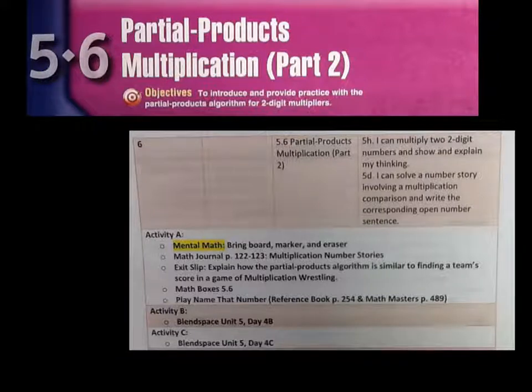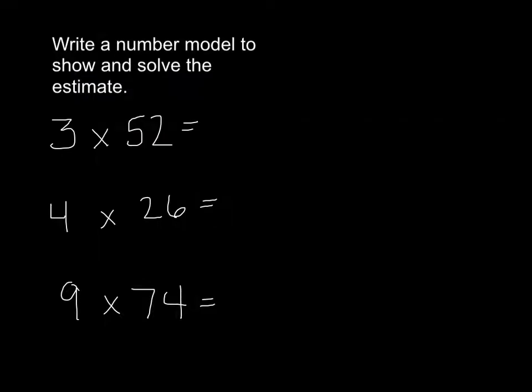Good morning, mathematicians. Today we're on lesson 5.6, which is day 2 of the partial products multiplication. Today's lesson is a little bit different than yesterday because we're extending to 2-digit multipliers. So this is the learning journey portion we're going to be going through today. We'll talk more about it at the end of our lesson. Let's get started with some warm-up problems.